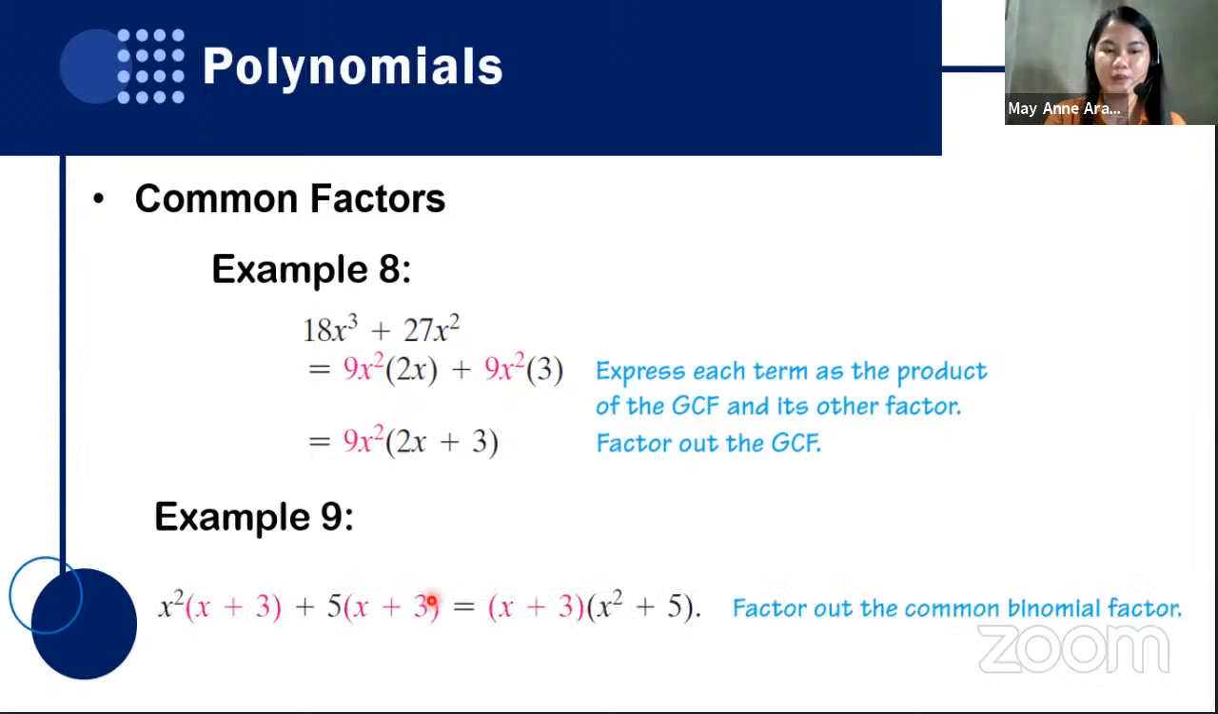Okay, another example. So you have here x squared times x plus 3 plus 5 times x plus 3. So anong common factor dito? X plus 3. So susulat nyo lang siya as x plus 3, then just get the sum of this. X squared plus 5. Ganun lang yun kapag ganyan. So yung common factor, kukunin nyo lang yung ito yung factor dun sa aside nung parenthesis nito. Then just add, yun lang yung ginagawa dun kapag factoring ng common binomial factor.